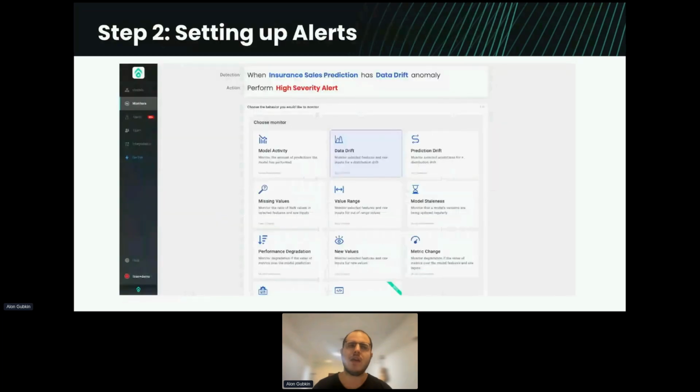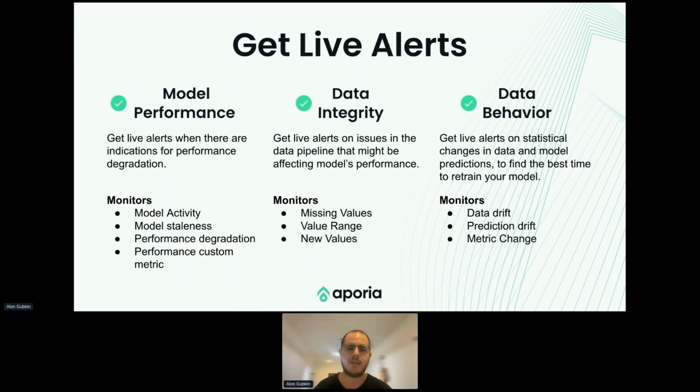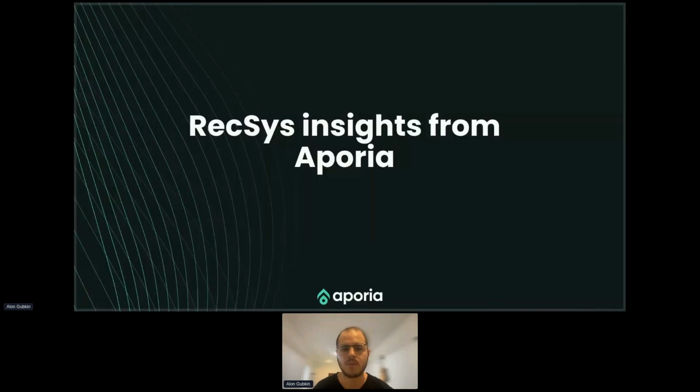Even if you have dashboards, one more thing that you want to set up are alerts, right? When you have data drift or prediction drift, or when the model starts drifting or its performance starts degrading, you want to know about it so you can actually improve the model in production. Aporia lets you very easily set up these alerts and connect to systems like PagerDuty, Slack, and so on. Essentially, you can track from the activity of the model to missing values, value range, performance degradation, and so on.